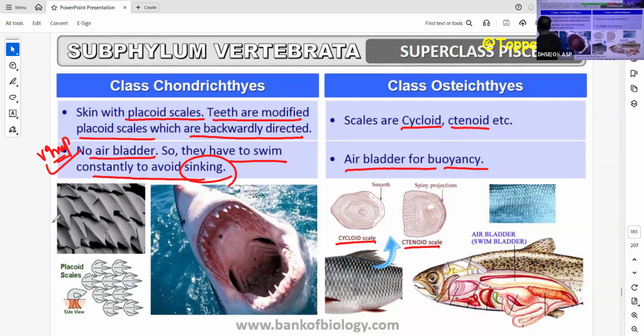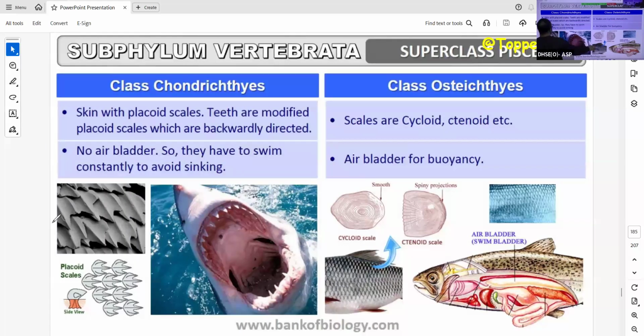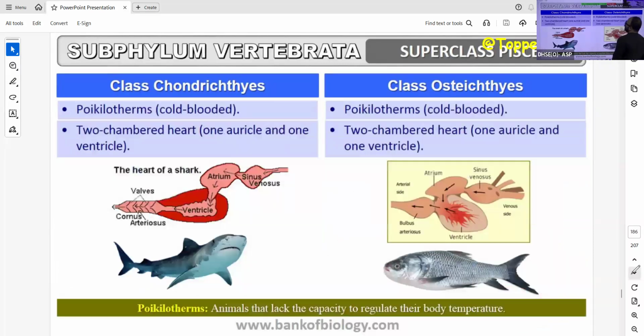याद रखिए, ऐसे placoid scales, cycloid or ctenoid scales. Placoid scales form the teeth, modified into teeth. ठीक है? Fine. And bent inwards. ठीक है? Then both class Chondrichthyes and Osteichthyes are cold-blooded, poikilothermic. Cold-blooded or poikilothermic. ठीक है ना?